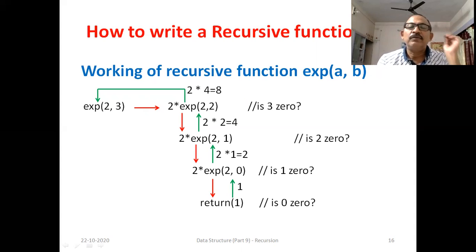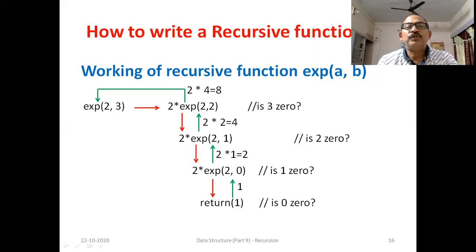Okay. Now next, exponent(2, 1) receives the value 2, and the suspended activity here is the 2. So 2 into 2, the system determines this value, and this is equal to 4. And the value 4 is returned to the previous calling place of the function exponent(2, 1), which is exponent(2, 2).